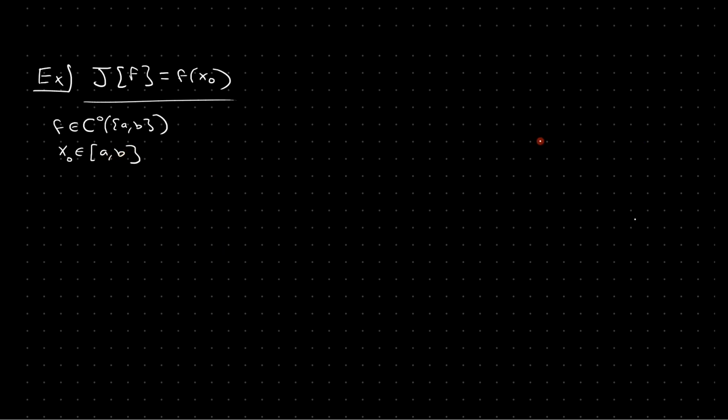And this function is just saying when we input the function into our functional, what we get out is the value of the function at a specific point x naught. And we're assuming that the function is a continuous function. So it's in the set of continuous functions. This is called the Dirac delta functional evaluated at a specific point, or the Dirac delta functional shifted to the point x naught in the interval from a to b.